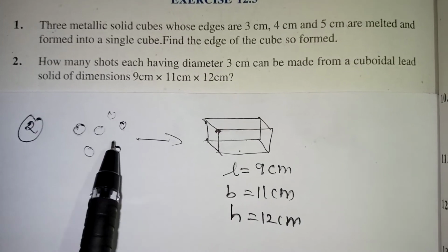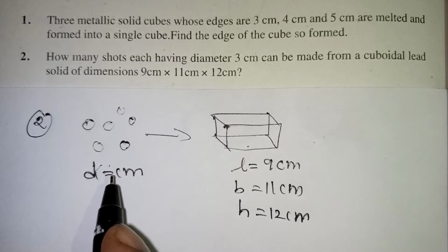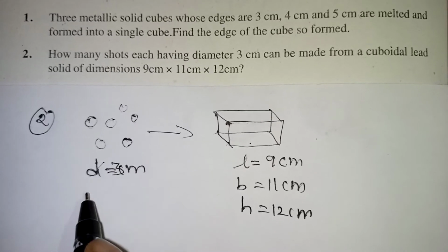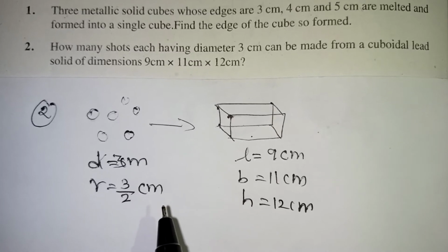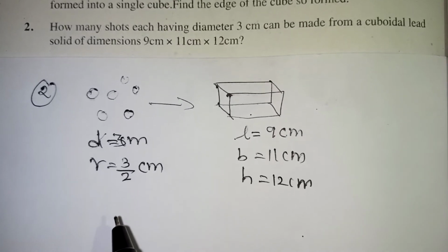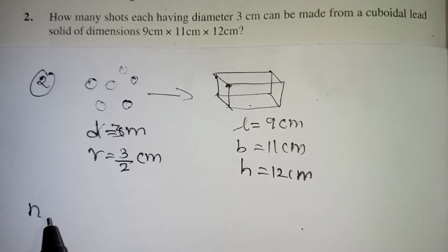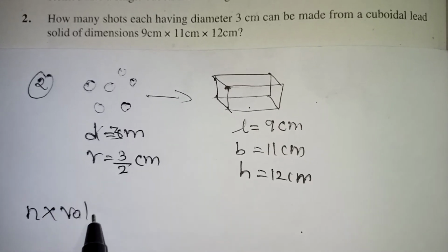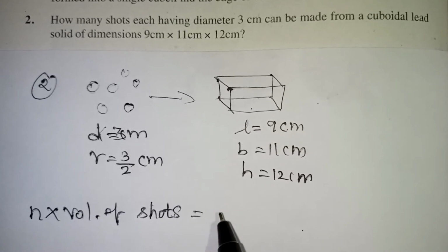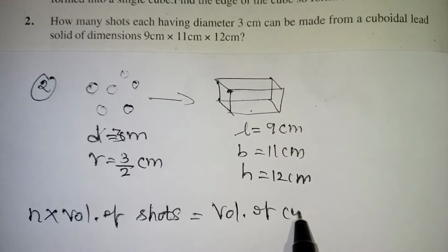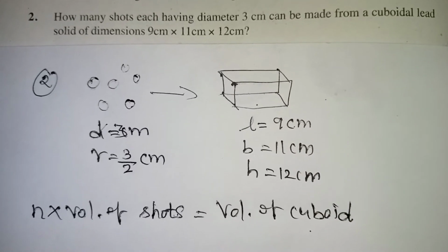Now here for this one, lead shots of having diameter 3 centimeter is mentioned in the question. If diameter is 3 centimeter, the radius will be 3 by 2. You can write it as 1.5 also, otherwise we can keep it as 3 by 2 itself. So number of lead shots made up of, let us assume n. So n times volume of shots, that is spherical shots, will be equal to volume of cuboid. That is your basic condition. So out of this what we are making, the volume will be same.